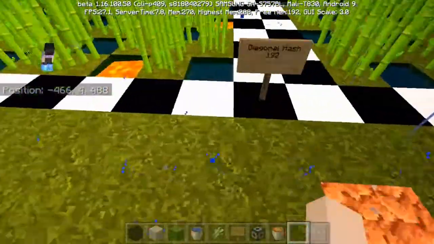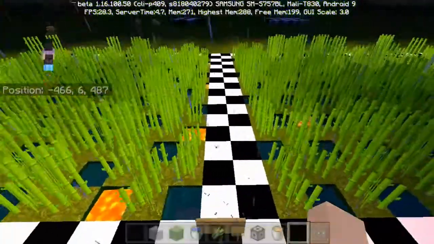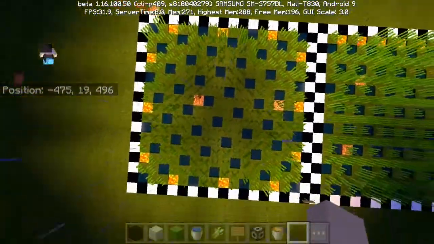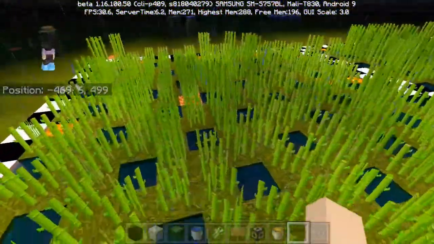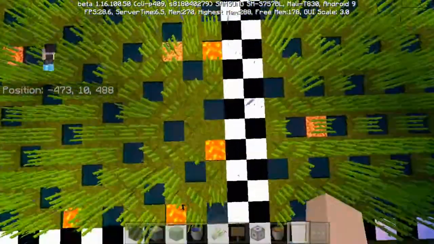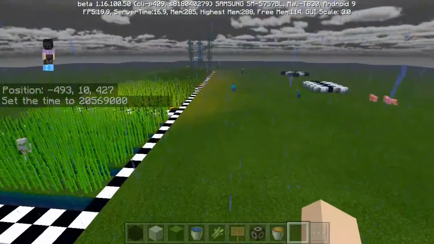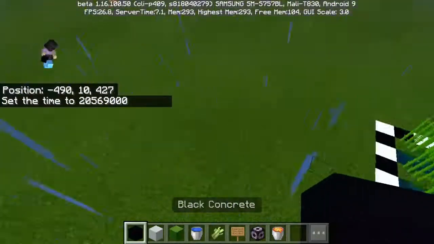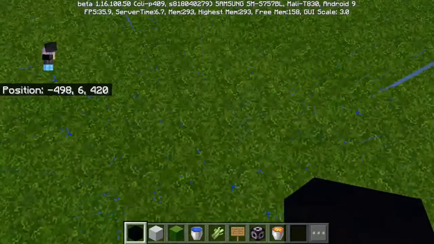And the best one out of all of them is the diagonal hash, which gives you 192. As you can see, the water is way more spaced out and there's sugarcane everywhere. This is the most optimal design. Now, let me just explain why that one over there is the most effective. Let's use concrete to demonstrate.